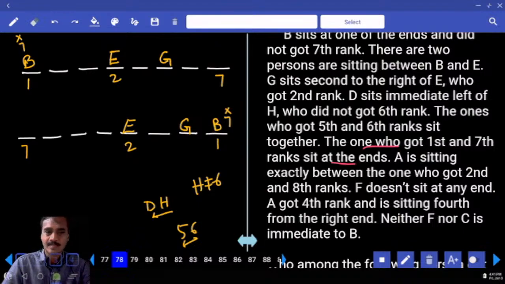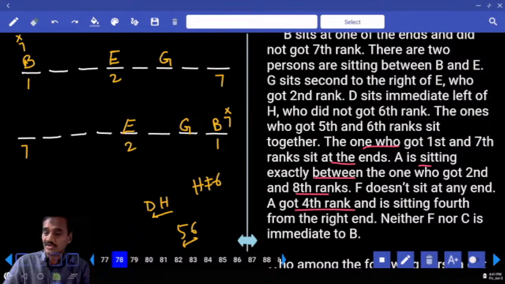And next one, A is sitting exactly between the 2nd and the 8th ranker. Now between 2nd and the 8th ranker, where is A? A is exactly between the 2nd and the 8th ranker. Clear? Now 2nd rank is here. Then where is this A?